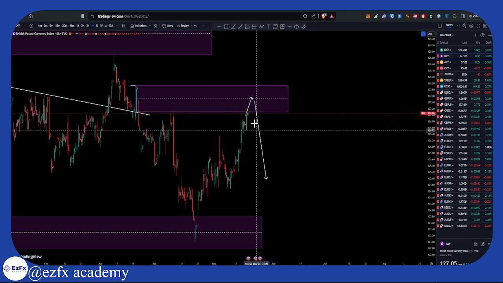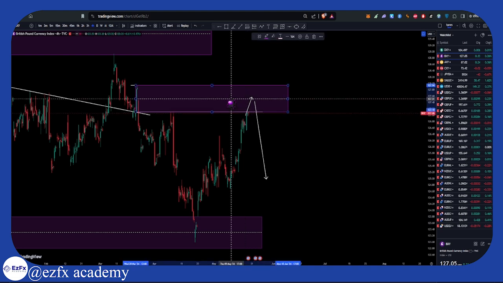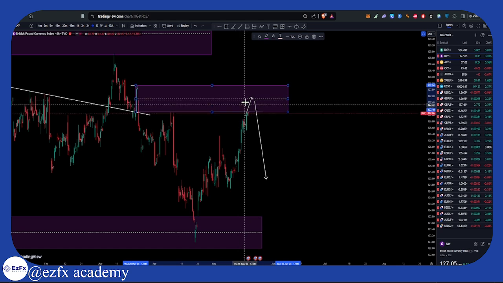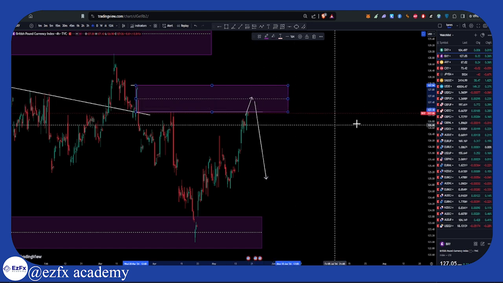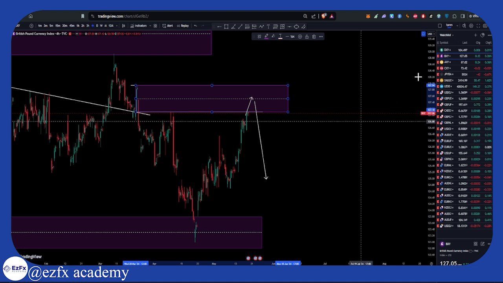I want to possibly see price still push up a bit into the 50% mark of this zone. This will be around 127.53 or so. So I'm watching out for price to push up into that 50% mark, and then we get to see the bearish rejection or the bearish move happen from there. I hope that is clear.